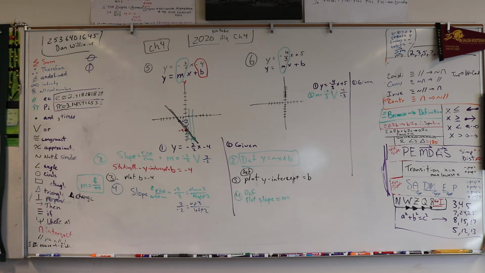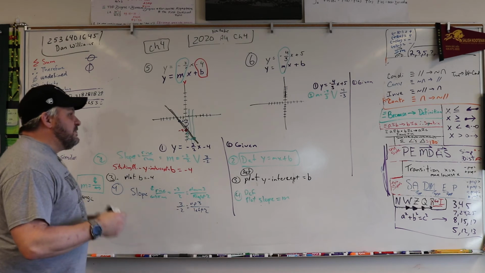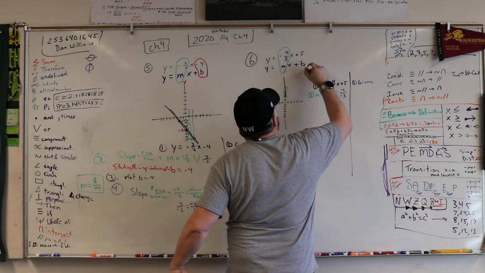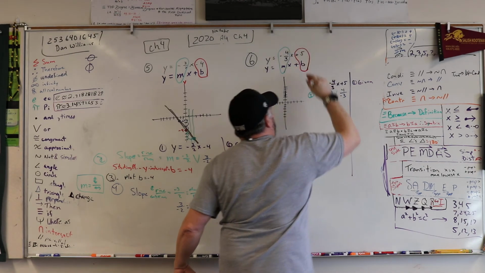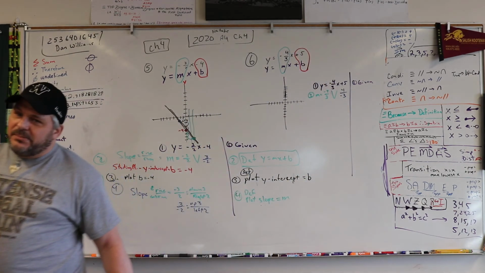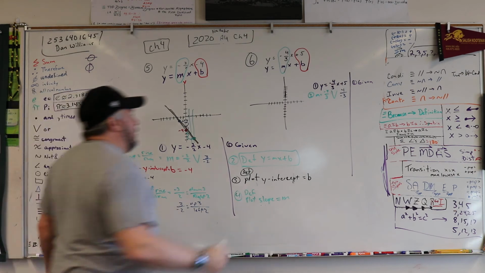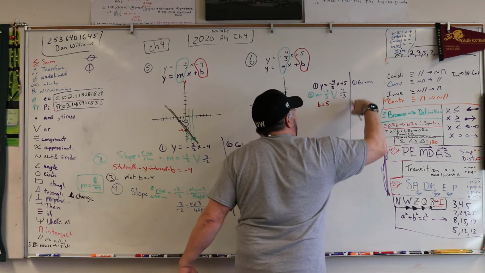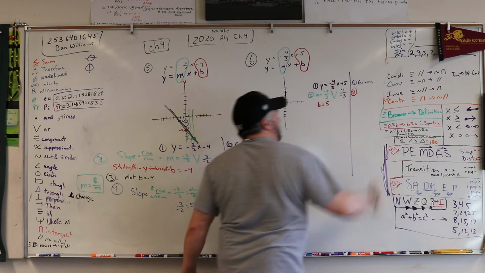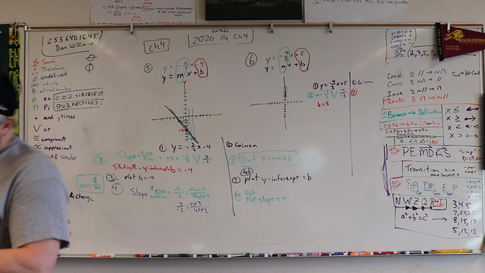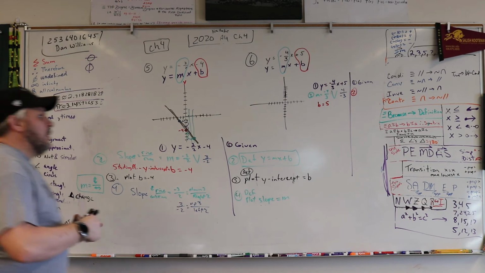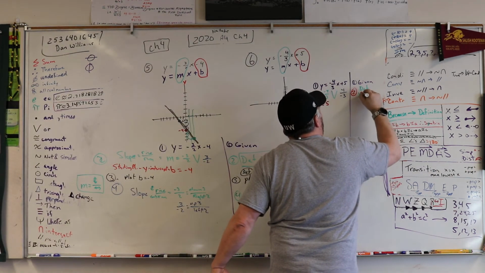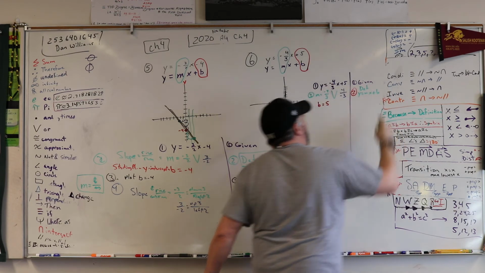Okay? So, what is my B? We're going to write that in red. What is my B? Anybody? 5. Good. Yeah, B equals 5. Okay, what do we write for step 2? Definition of y equals mx plus b. There you go. Definition of y equals mx plus b.